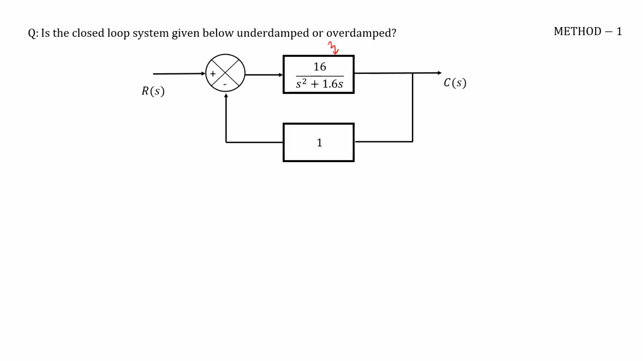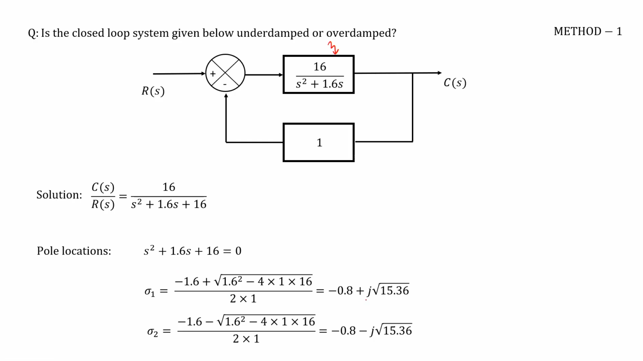For that you will just have to find the transfer function of the system. Here I have written this as C, you can write it as Y also. The nomenclature should have been the same, but it is fine, it is just a variable. So, C by R is 16 by s square plus 1.6 s plus 16. If you see the pole locations, since these are complex pole locations, meaning non-zero real and non-zero imaginary part, this will be an underdamped system.